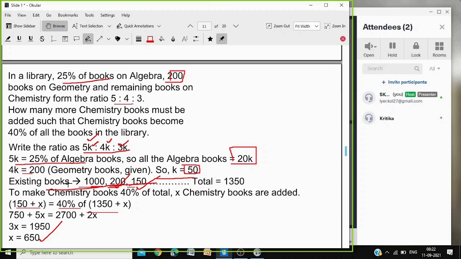It was 25% of the algebra books. So 25% is 5k, so the total is 20k. And 4k, which is the geometry books, 4k is 200, so k is 50. Now you put here, 20k will be how much? 20 into 50, 1000. 4k will be 4 into 50, 200. 3k will be 3 into 50, 150. Then add x books. The existing books total 1350. If you add x books, it will be 1350 plus x. And the chemistry books are 150. If you add x, it will be 150 plus x. So this should be 40% of this.